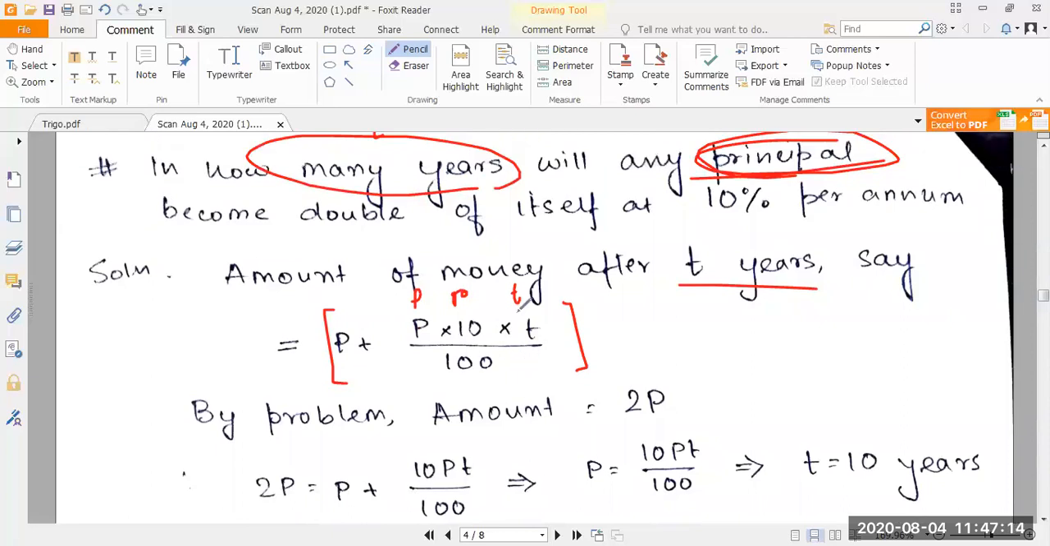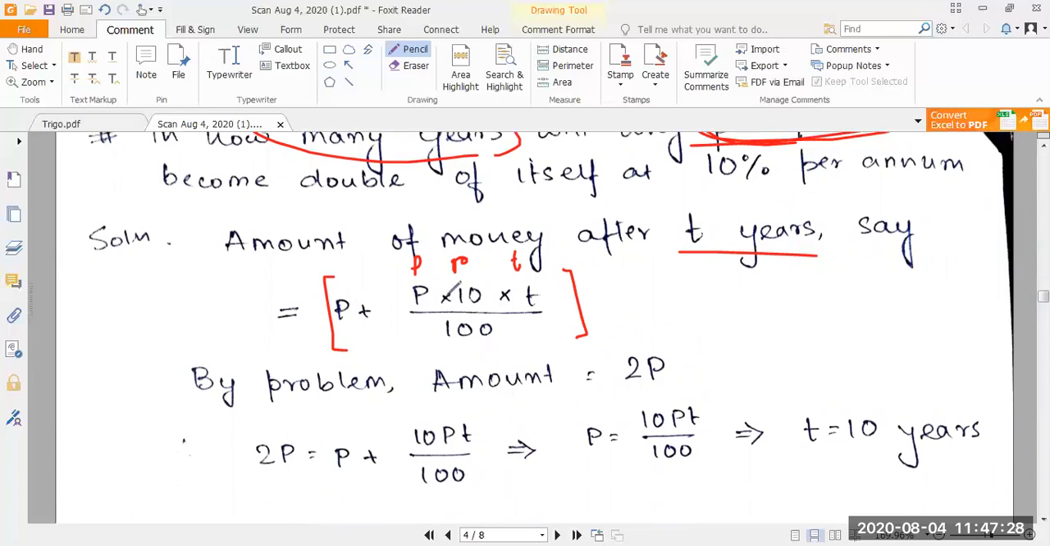By the problem, they have said that the principal will double itself. So this amount should yield me 2P. If I compare these two, 2P should equal P plus 10PT by 100, replacing R with 10 and keeping T as T, since T is unknown. If I equate these two, I get 2P equals P plus 10PT by 100. And if I solve for T, I get T is 10 years.